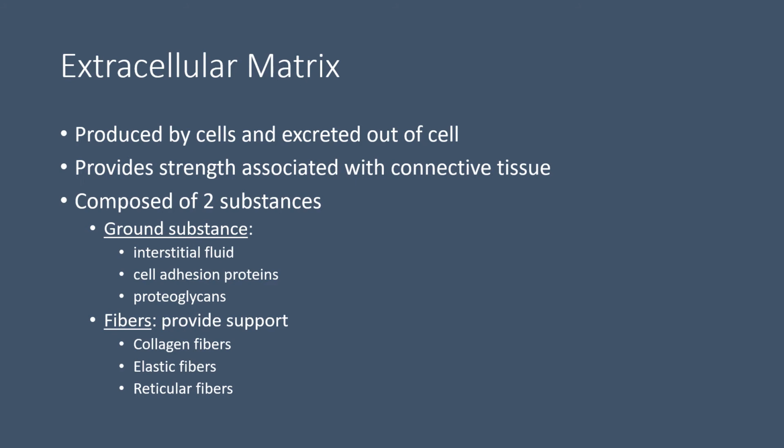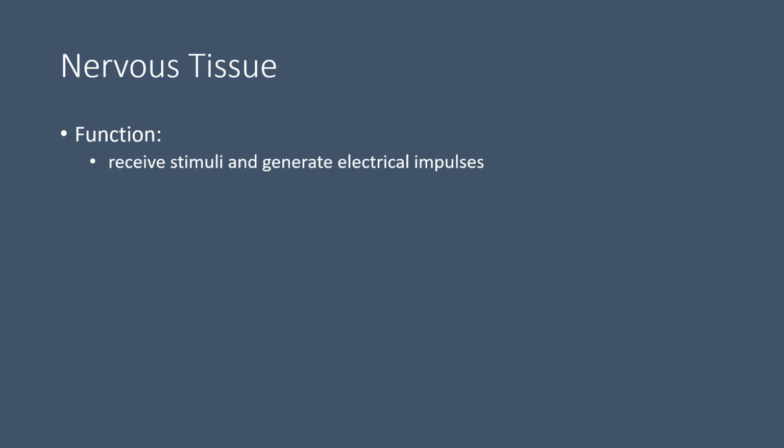It's usually composed of two different substances. You've got ground substance versus fibers. The ground substance, that's interstitial fluid. You've got proteins in there and proteoglycans. And then the fibers help to provide support. It can be collagen fibers, it can be elastic fibers, it can be reticular fibers. It just depends on which type of tissue you are talking about. And that is something that's going to just take some practice of looking at different slides and learning how to recognize these different types of fibers, ground substance, and what the various types of connective tissues will look like.